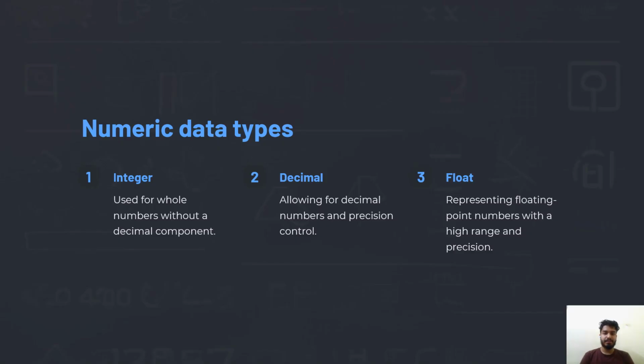Numeric data types. First one integer, second decimal, third float. First let's start with integer, used for whole numbers without any decimal component. Decimal, allowing for decimal numbers and precision control. Float, representing floating point numbers with a high range of precision.